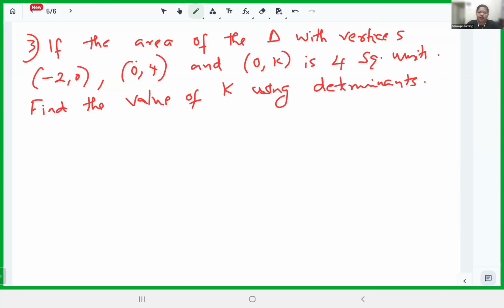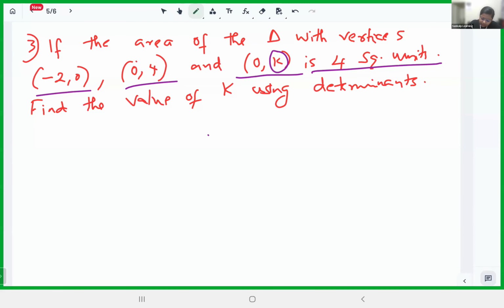Okay, so they have given the area of the triangle. Area of the triangle is nothing but 4, right? It is 4 square units and the 3 vertices. Two of the vertices they have given the value. In the third vertex you can see that the y coordinate is missing. It is 0, k and you have to find out that missing coordinate. Find the value of k using determinants.